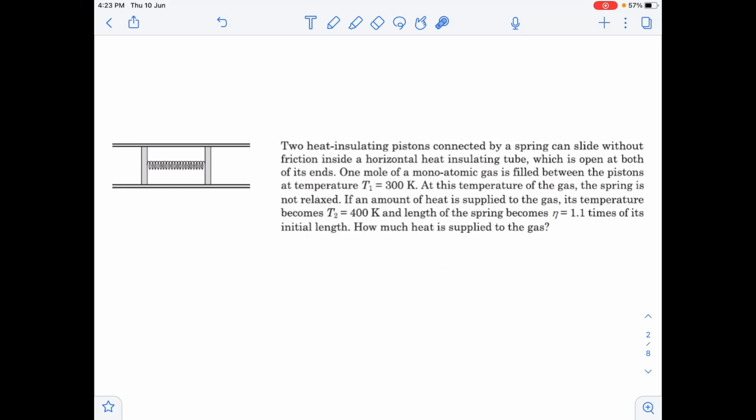Anyways, in today's question we have two heat insulating pistons connected by a spring that can slide without friction inside a horizontal heat insulating tube which is open at both of its ends. 1 mole of a monoatomic gas is filled between the pistons at temperature T1. At this temperature of the gas the spring is not relaxed. If an amount of heat is supplied to the gas, its temperature becomes T2 and the length of the spring becomes eta, that is 1.1 times its initial length. How much heat is supplied to the gas?